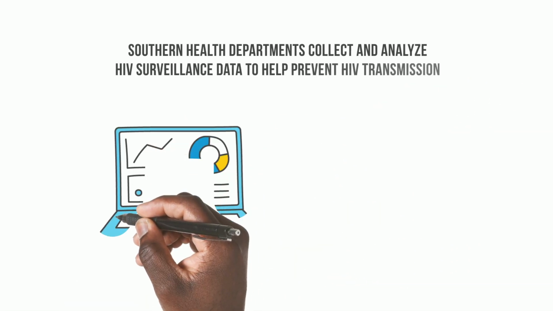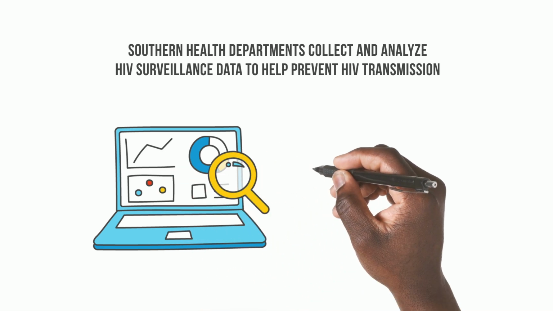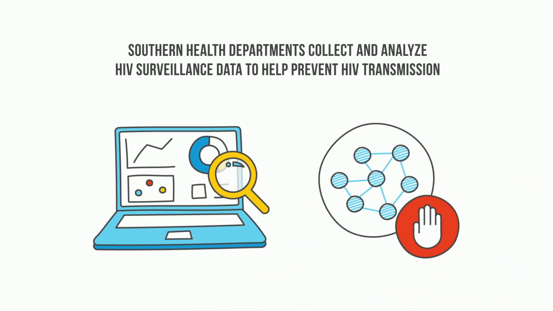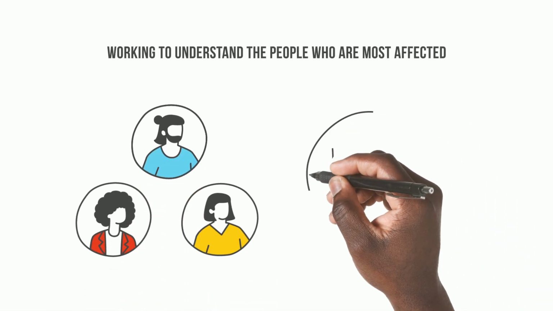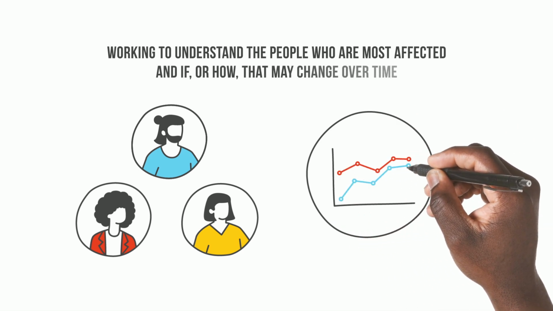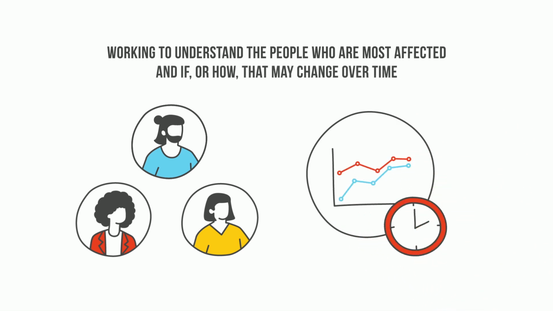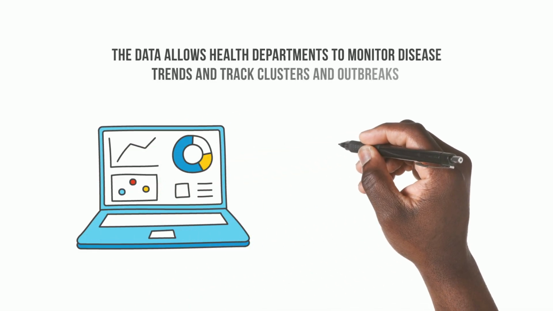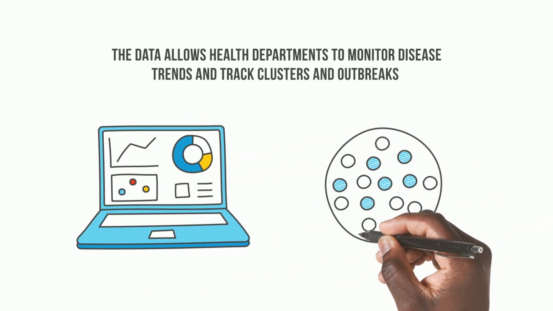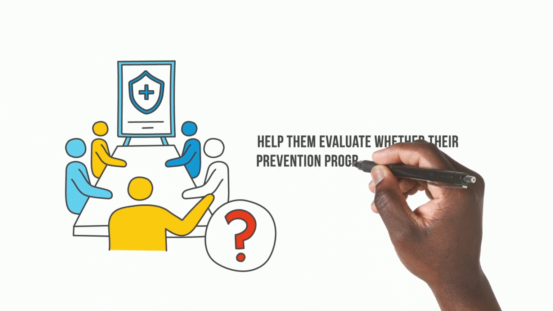Southern health departments collect and analyze HIV surveillance data to help prevent HIV transmission by working to understand the people who are most affected and if or how that may change over time. As discussed in the previous videos, the data allows health departments to monitor disease trends and track clusters and outbreaks, and it can help them evaluate whether their prevention programs are working.